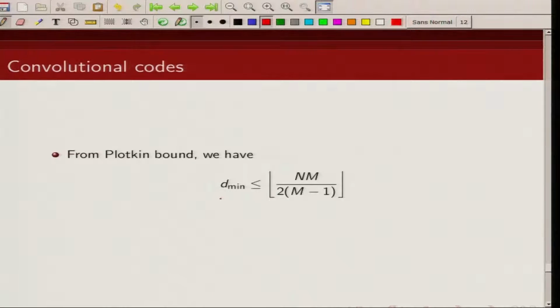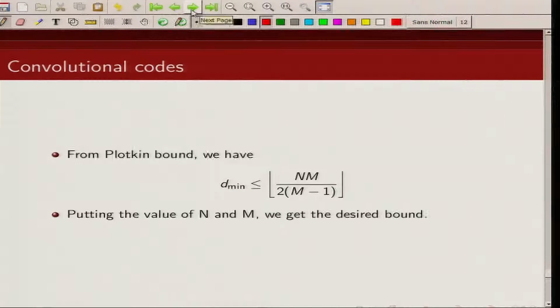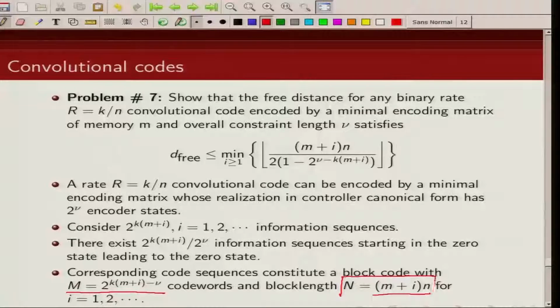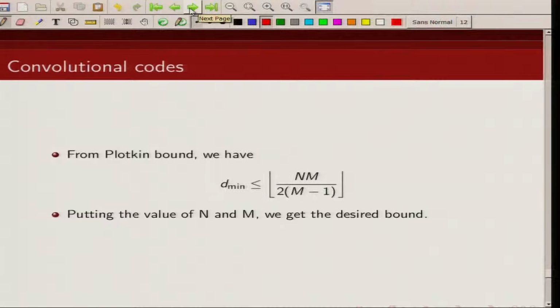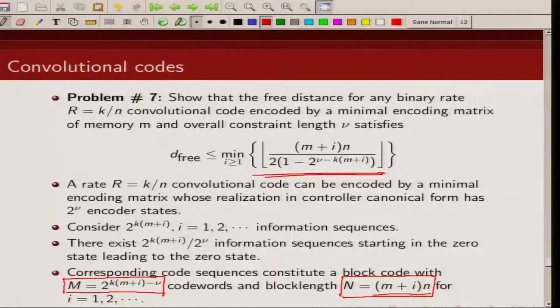Next, we are going to use Plotkin's bound. Now, Plotkin bound upper bounds the minimum distance as floor of, this is code word length n, times number of code words over 2 times number of code words minus 1. So, in this example, what is our n? Our n is this. Okay, this is our n. And what is our m? Our m is this. So, if we plug in these values of m and n in our Plotkin bound, what we will get is our desired bound, which is this result. Okay.